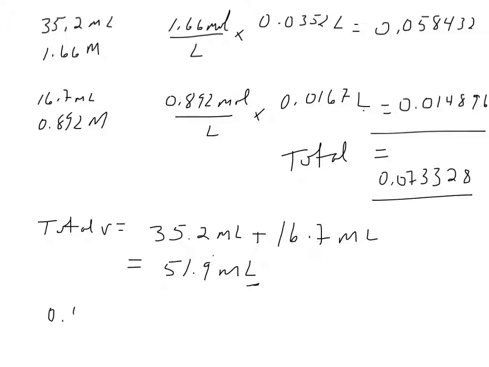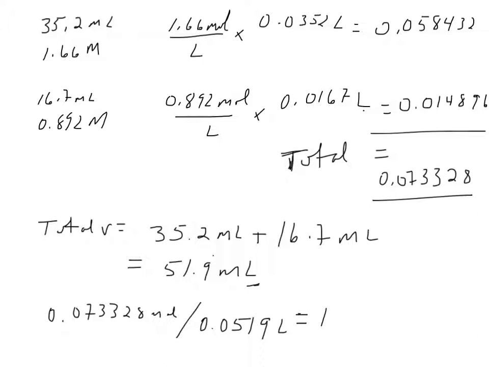So 0.073328 moles divided by 0.0519 liters, and we get 1.41 molar potassium permanganate solution. So you can see the molarity we get is going to be lower than the highest molarity that we had, 1.66 molar there. And that's a good rule of thumb. If you end up getting a molarity that's higher than either of your starting molarities, something went wrong in your dilution. So that is a guiding principle.